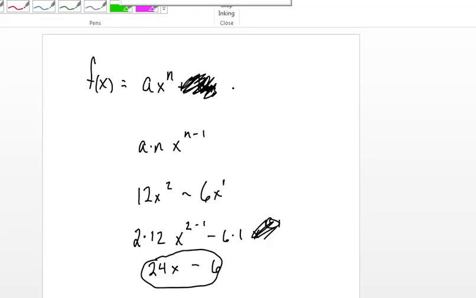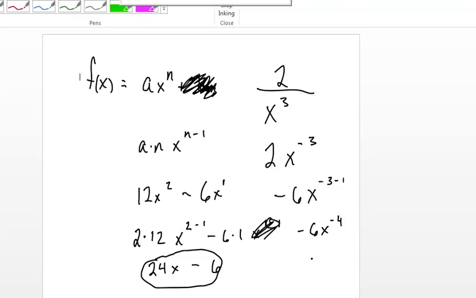And for what we're doing, that'll probably work for almost all of them. It doesn't work with division because there's a different property with division, unless we have, if we have division, say we have 2 over x to the third, I would need to change that to 2x to the negative third power, and from here I could still use that. I'd do 2 times negative 3 would be negative 6, x to the negative 3 minus 1, so it'd be negative 6x to the negative 4, which is the same as negative 6 over x to the fourth power.